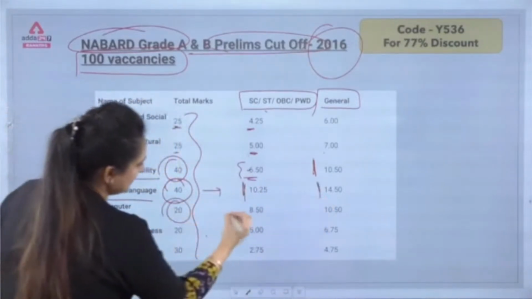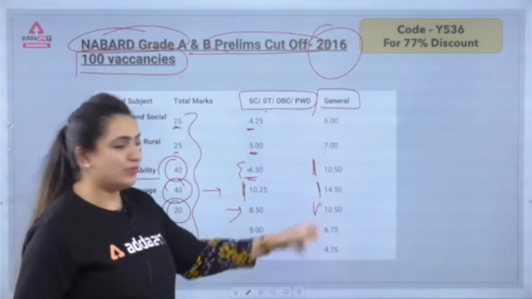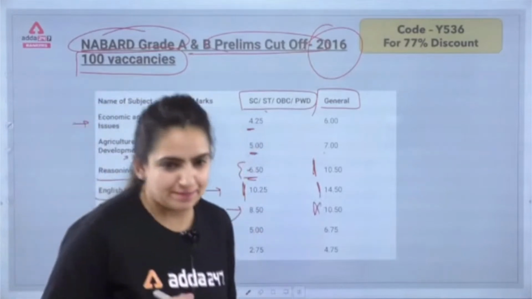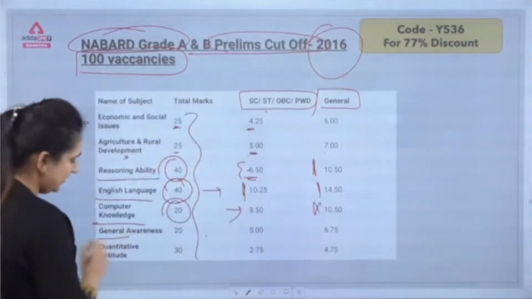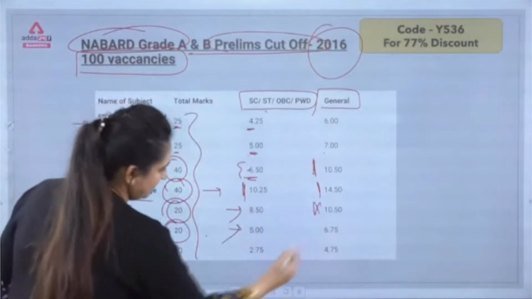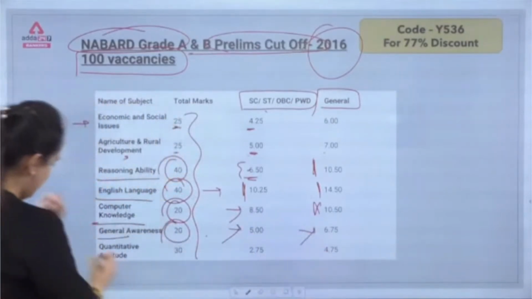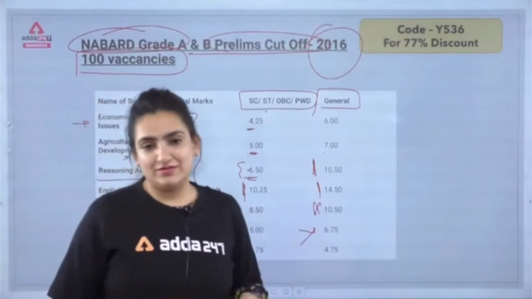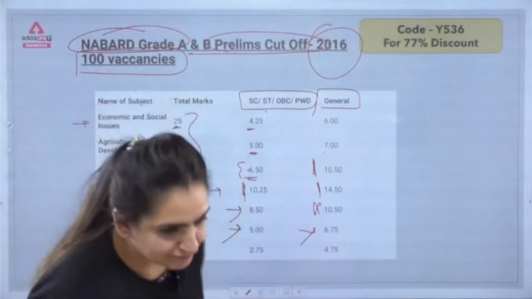Computer knowledge, 20 questions, 8.50 and 10.50 for the SC, ST and general respectively. Moving forward with the general awareness, 20 questions, 5 and 6.5. For the quant, it's 30 questions, 2.75 and 4.75 respectively.